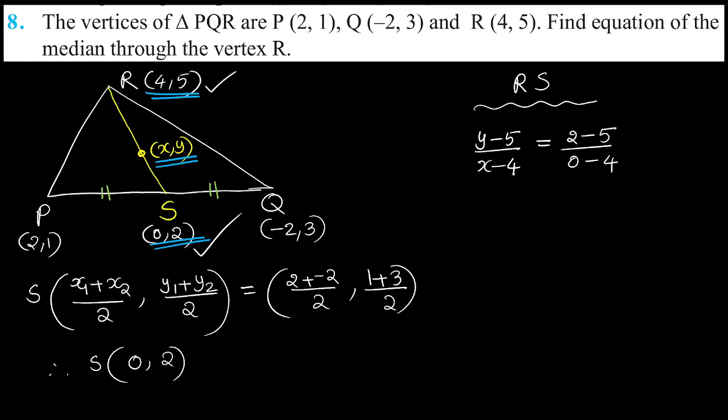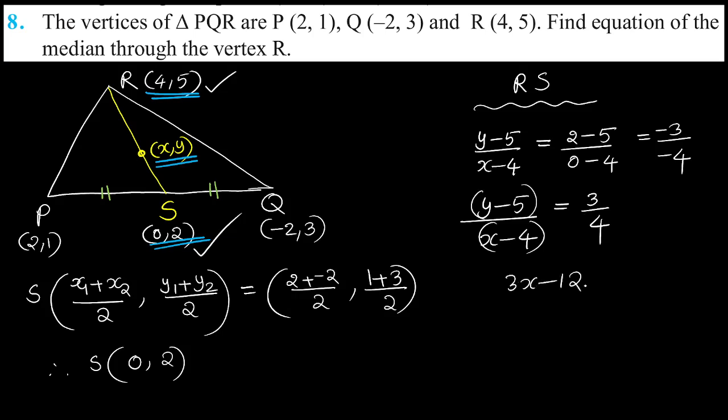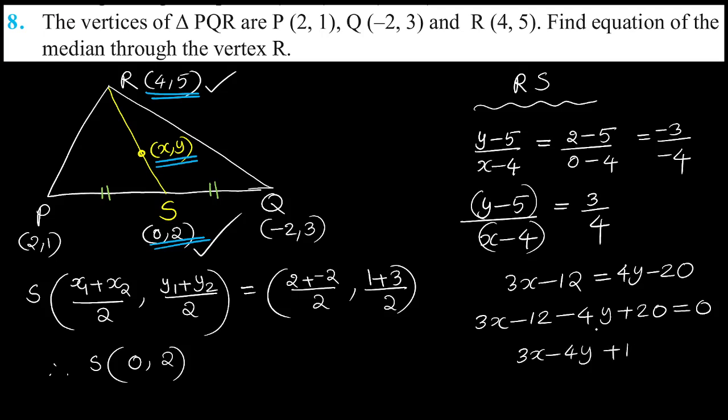So I am finding the equation of RS. So (y minus 5) by (x minus 4) equals minus 3 by minus 4 on the right side. Minus 3 by minus 4, or 3 by 4. You can do the cross multiplication. 3x minus 12 equal to 4y minus 20. Arrange. I am going to change the order. 3x minus 4y plus 8 equal to 0 is the equation of the median through RS.